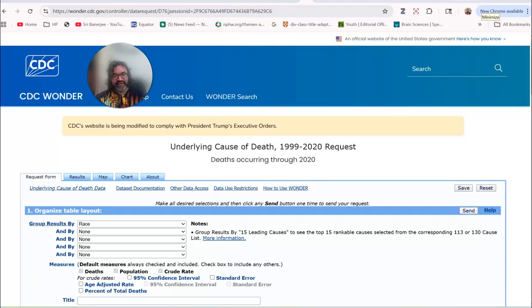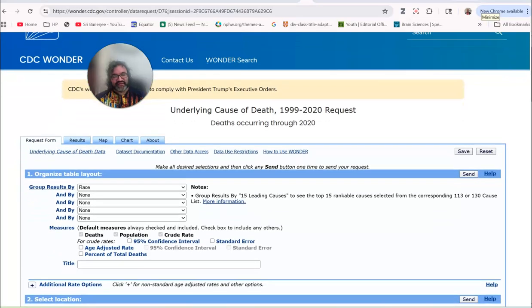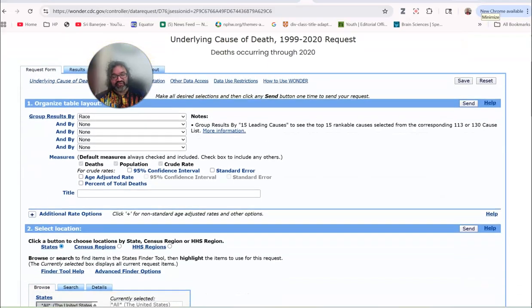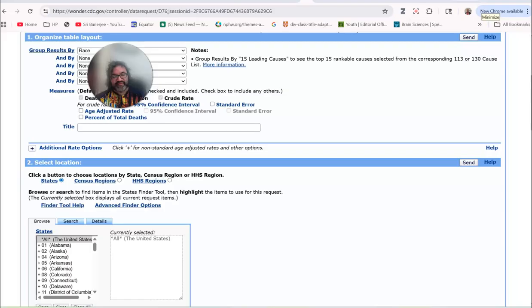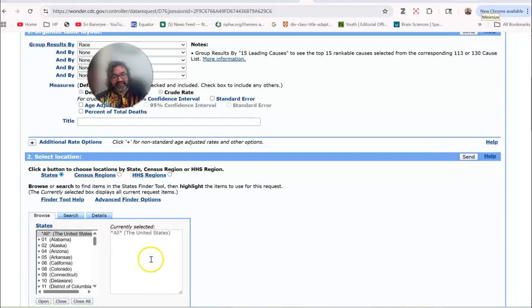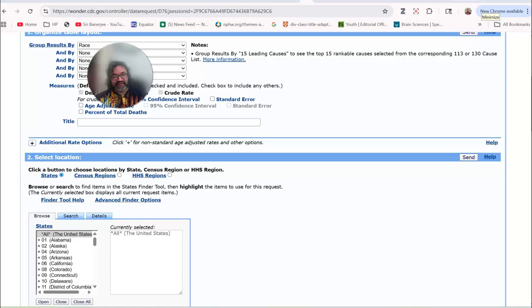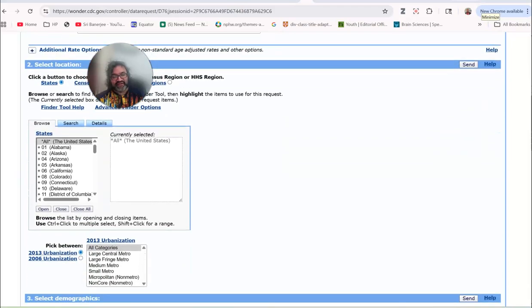stratified by race. You select that by group results by, you can do that by race and then also county level and whatnot. I didn't choose to do group results by and results by because that's not going to be too many people. You also can go in and select the state that you want to look at. So if you wanted to look at Georgia, you can take a look at how the race takes place in different states.